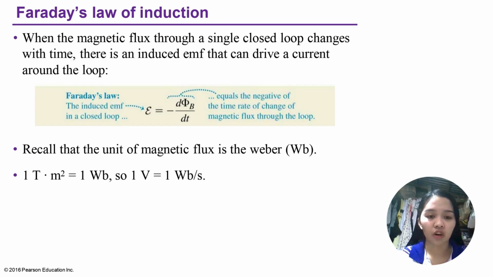And now we come to Faraday's law, the cornerstone of electromagnetic induction. It states that when the magnetic flux through a closed loop changes with time, an induced EMF is generated. Mathematically, the induced EMF is equal to the negative of the time rate of change of the magnetic flux, dΦ_B over dt. Remember that the unit of magnetic flux is the weber, and 1 weber per second is equal to 1 volt.